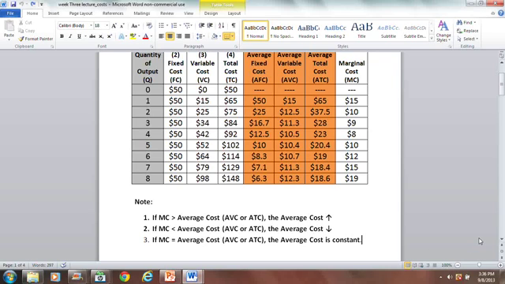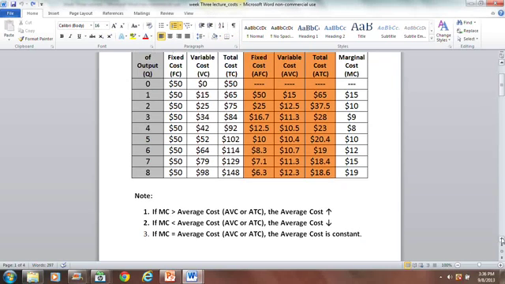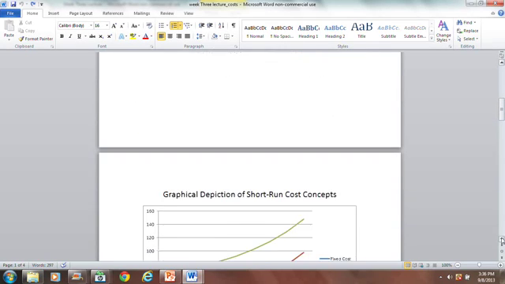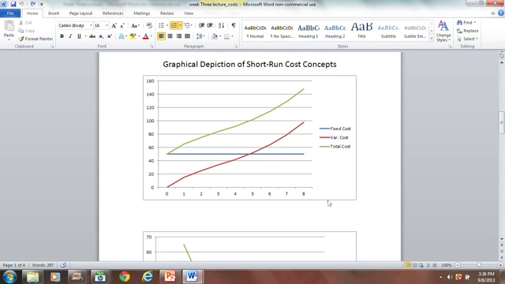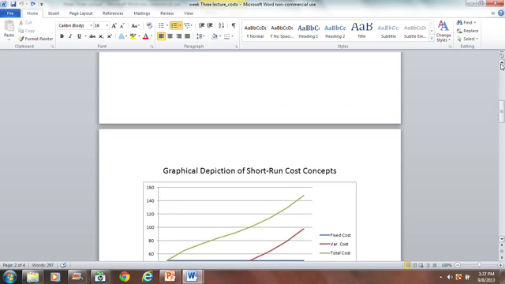And so if we graph those 2, 3, and 4 columns, the graphical depiction looks like we expected. The fixed cost, the blue line, is horizontal. The average variable cost is upward sloping, increasing as output increases, and the total cost is also upward sloping. And notice how it parallels the variable cost. The vertical difference between the green line and the red line is the amount of the fixed cost. Okay, so those concepts behave as we would expect.